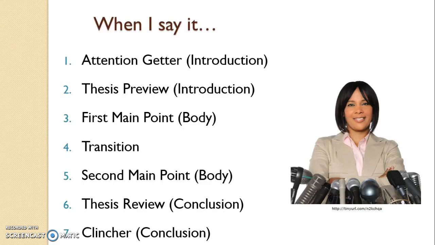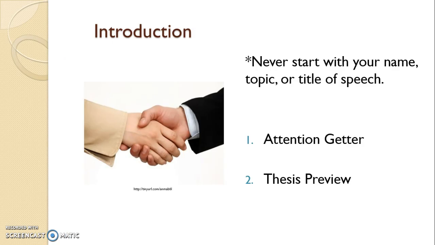So for your introduction, you'll have the attention getter and your thesis preview. The body will consist of your first main point, then you'll have your transition, and then your body will come back in the second main point. Then you'll have your conclusion, which will wrap up with the thesis review and the clincher. So this is the order of all those different parts. But you're probably wondering, well, what are those different parts? What do they mean? Well, let's start with the introduction.